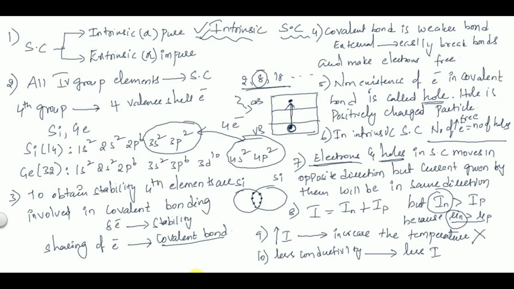In order to increase the conductivity, we go for the doping process, and such semiconductors are called extrinsic semiconductors. We will discuss extrinsic semiconductors in our next video.